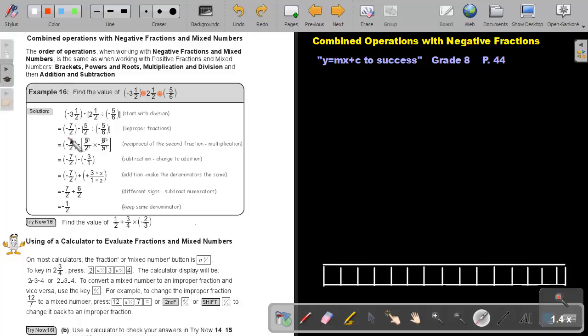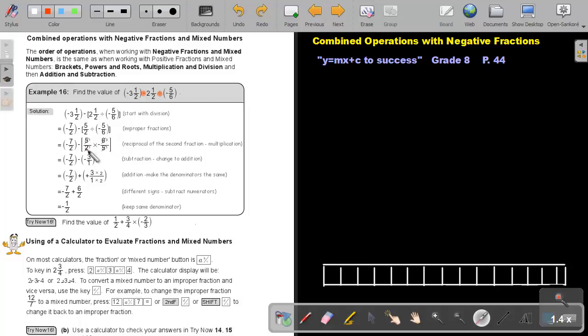Okay. Now, remember, I'm going to rewrite everything until I come to the part where I want to work. Now, remember, we never work with division. We change it into multiplication by taking the reciprocal of the second fraction. Keep your negative and just swap this 2. So the 6 becomes the numerator and the 5 becomes the denominator.